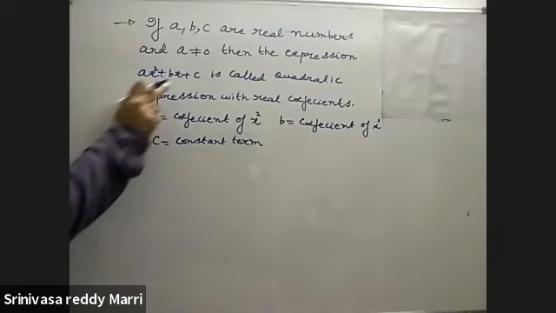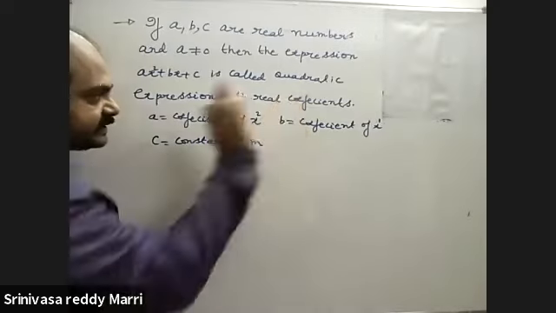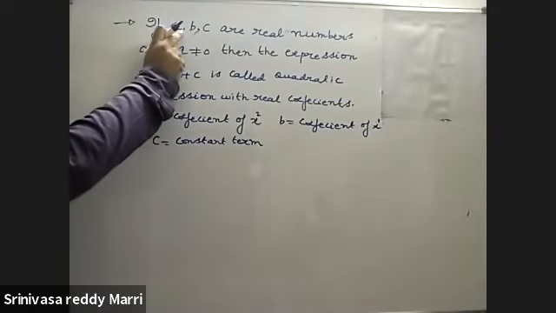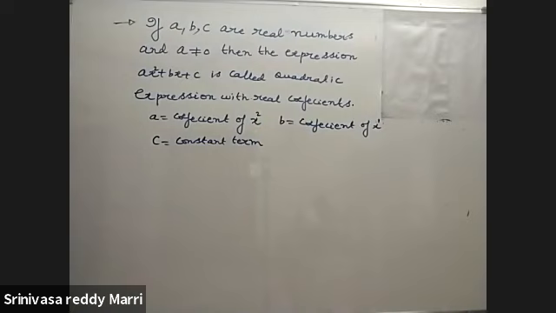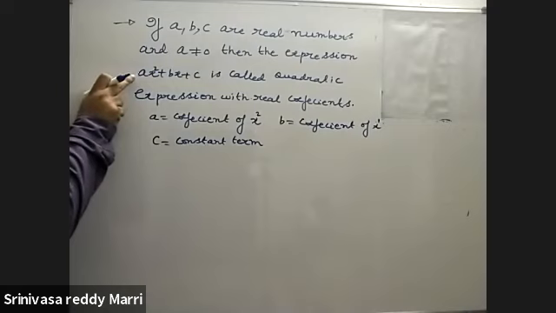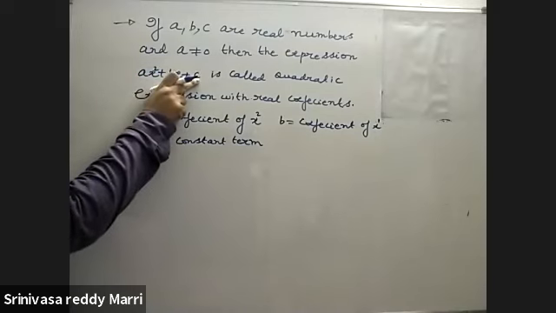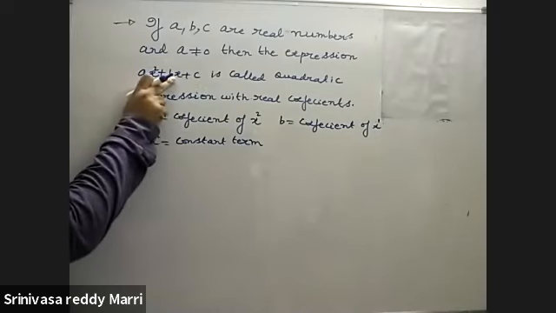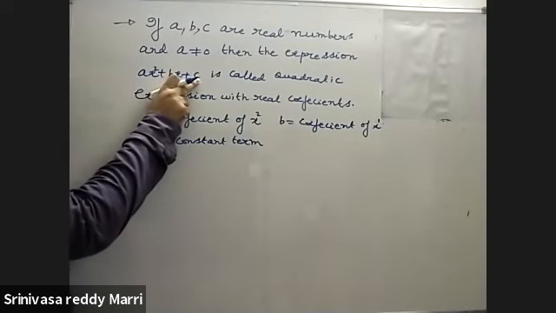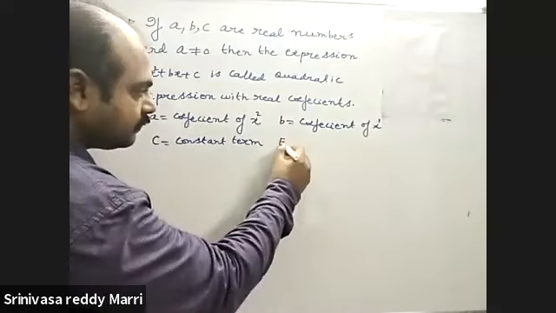So the second degree expression is called a quadratic expression with real coefficients. Real coefficient means a, b, c, these three are real numbers. As it is a second degree expression, this coefficient a must be not equal to 0. If this becomes 0, it will become a first degree expression. That's why this is called a quadratic expression if a is not equal to 0.